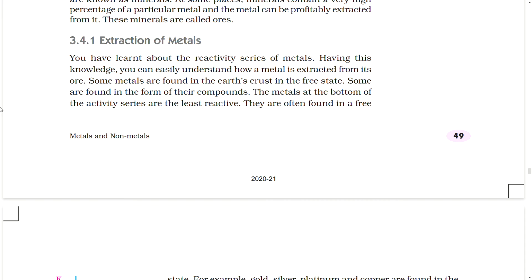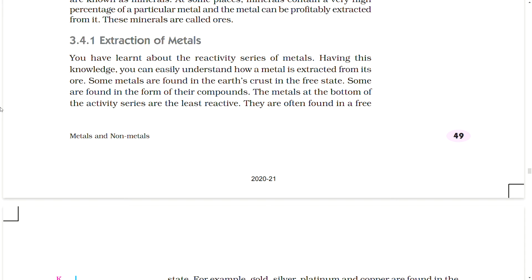Extraction of metals. You have learnt about the reactivity series of metals. Having this knowledge, you can easily understand how a metal is extracted from its ore. Some metals are found in the earth's crust in the free state. Some are found in the form of their compounds.